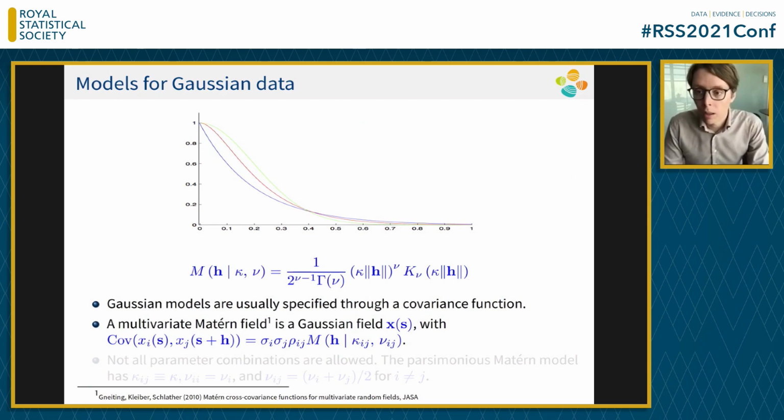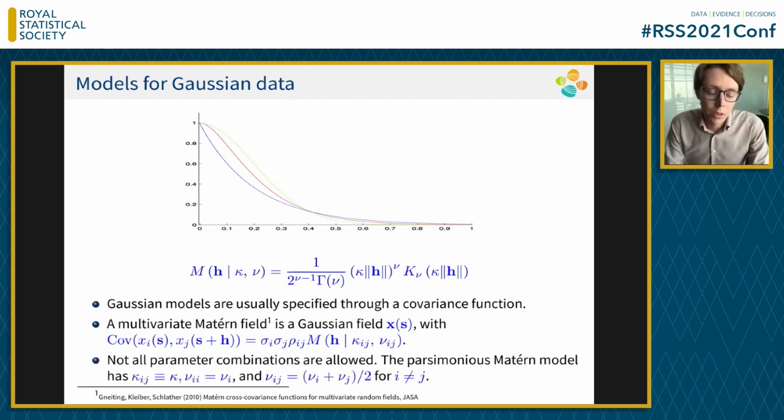Now, if we want to make a multivariate version of that, it can be done. This was suggested by Gneiting et al. in 2010, where they show that for a multivariate model you can assume that each cross correlation function, so if you look at the covariance between, say, the temperature and the pressure, or the field at dimension i and dimension j, that cross correlation function follows a Matérn covariance function. This works as long as you make some restrictions on the parameters, so not all choices of the different parameters are actually allowed here.